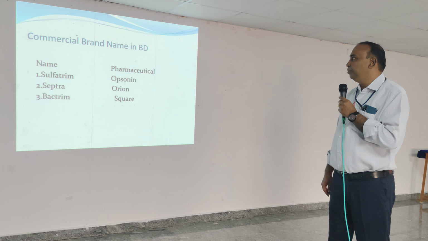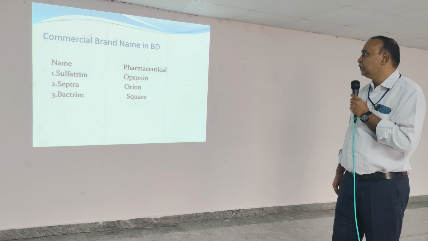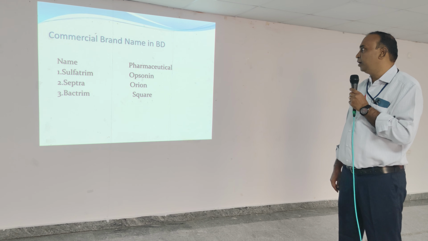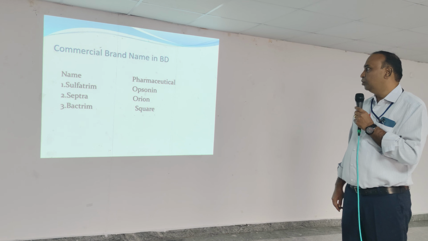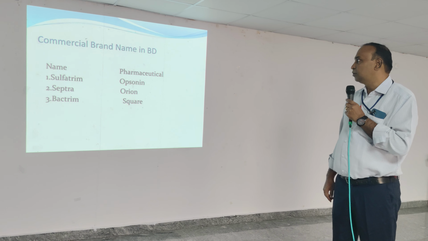And the commercial names of sulfonamides are Sulfatrim, and the pharmaceutical names are Septran, Cetra, Orion, and Bactrim Square.